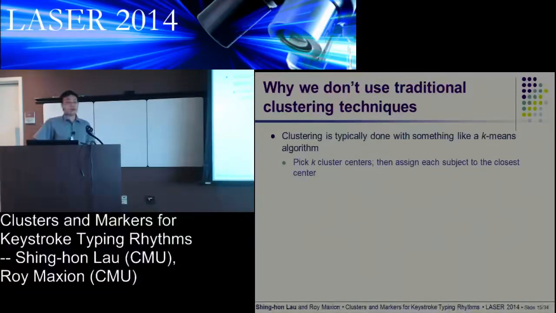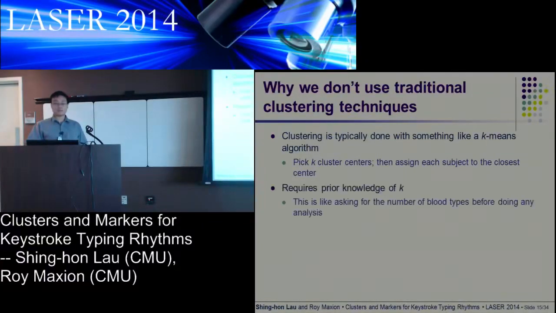So I've talked quite a bit about clustering already, and so you might anticipate that I'm about to tell you I did something like k-means to find some clusters. For those of you who might not be familiar with machine learning techniques, k-means is a classical clustering algorithm, which basically picks k cluster centers, and then it assigns each subject to the closest center. And we're not going to use k-means or an algorithm like that for two reasons.